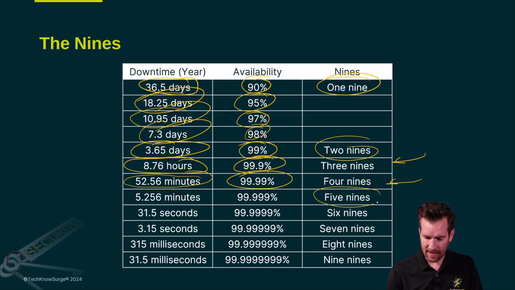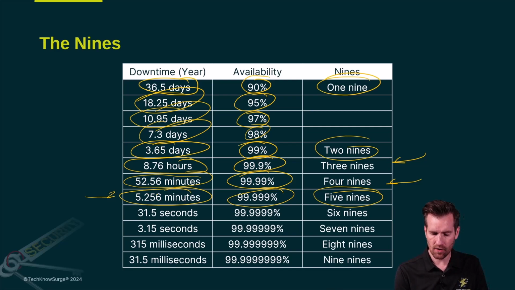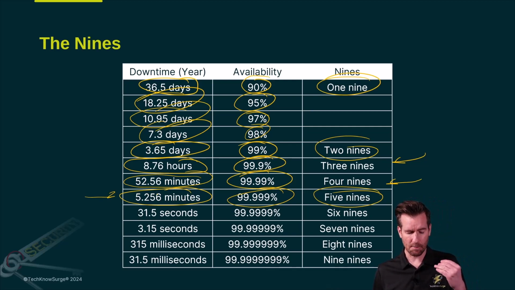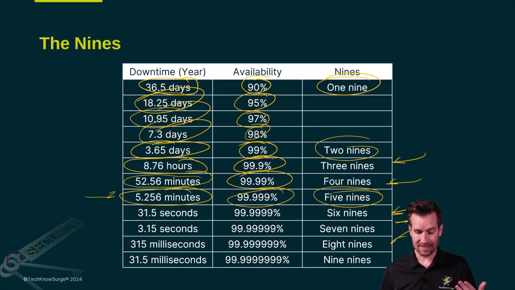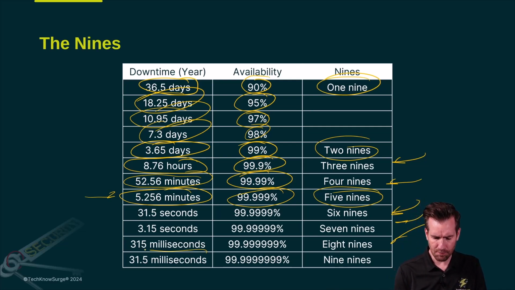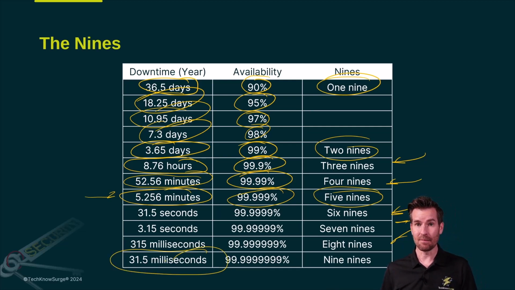And then 5 9's is 99.999%. That means you can be down 5 minutes out of the year, which I can tell you is a pretty hard target to get. Then you can also see that you can continue to increase it to 6, 7, 8, and 9 9's, which gets to some pretty crazy numbers there.